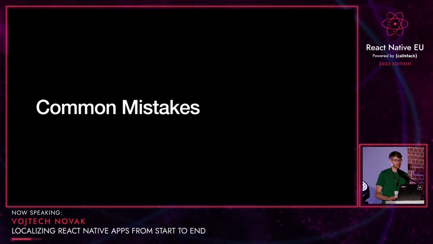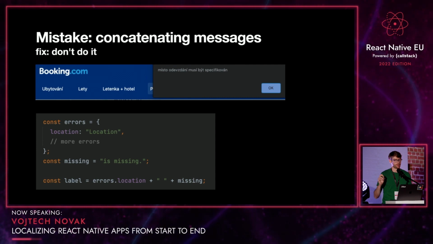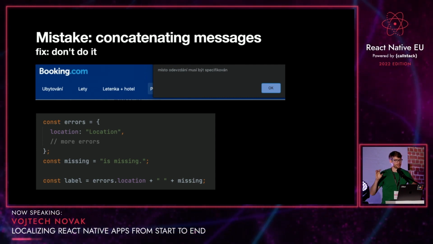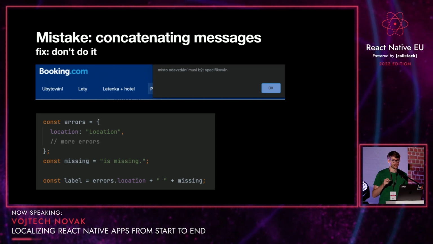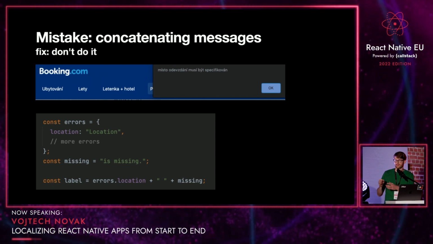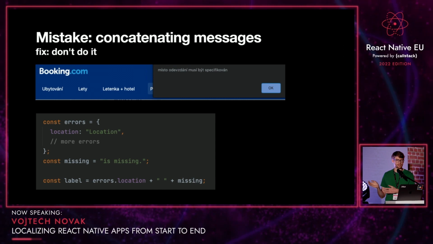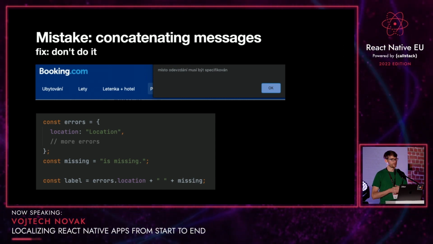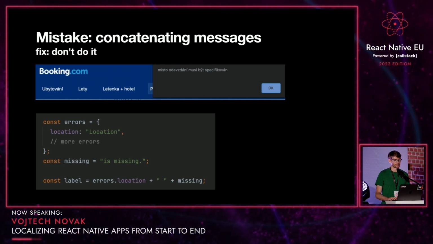So what about some of the common mistakes that happen? This is the first one, concatenating messages. I have a screenshot from booking.com just to point out that it can happen to everyone. I don't want to go into the details of the sentence, but it's sufficient to say that the sentence is not completely correct. And I have a hypothesis about how it was created. They had an error object and something was missing, and they just concatenated these things together, like location is missing or date is missing. But this might work in some languages. It might work in English, but it's very, very likely that it's not going to work in other languages.